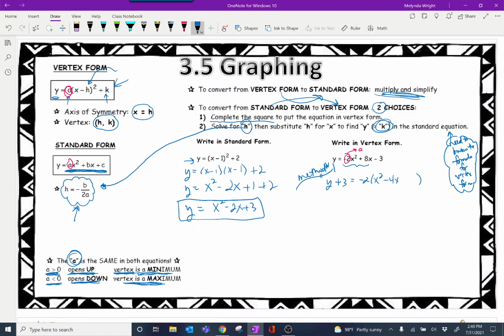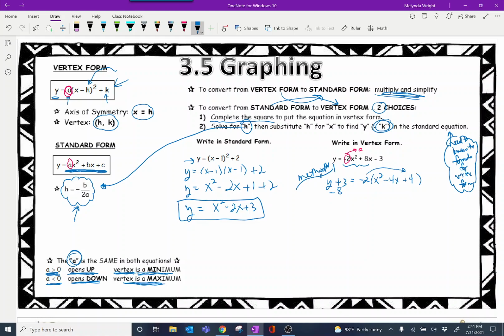Okay, now we're going to do the completing the square part. So half of 4 is 2, 2 squared is 4. So I'm going to add 4. And what did I really do on this side? Did I really add 4? No, I really subtracted 8. So in order to keep the equation balanced, I need to subtract 8 over here.